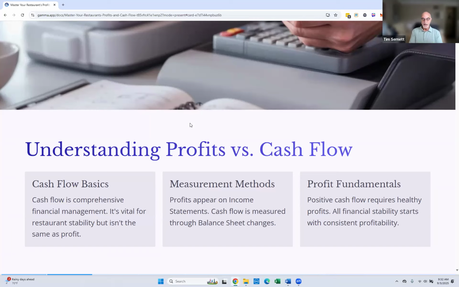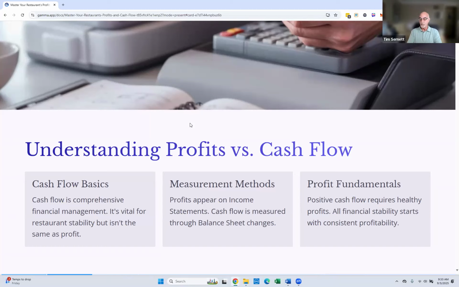Measurement methods: profits appear on the income statement. Cash flow is measured through changes in balance sheet accounts. And there's actually a third financial statement called the statement of cash flows. It's sometimes hard for non-accounting people to understand, and it is a topic that we covered in a previous training and will cover again in the future. But for purposes of today, just understand that the profit and loss statement profit is not the same as cash flow.